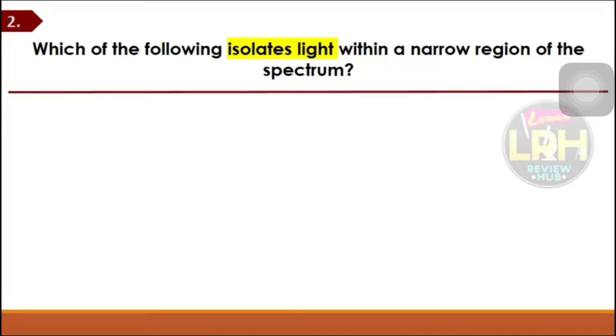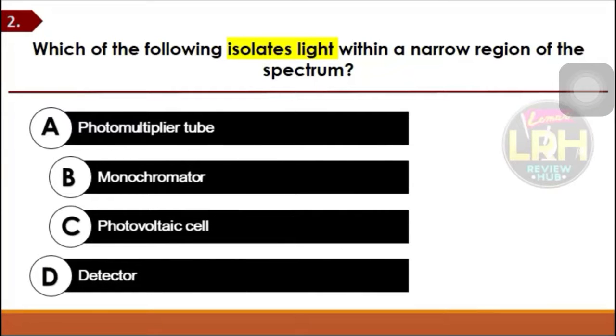For number 2, which of the following isolates light within a narrow region of the spectrum? Choices: letter A, photomultiplier tube, letter B, monochromator, letter C, photovoltaic cell, or letter D, detector? Again, our keyword is isolates light. Of course, the correct answer is letter B, monochromator. Again, for number 2, letter B, monochromator.